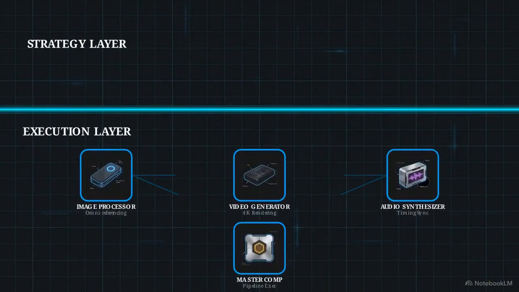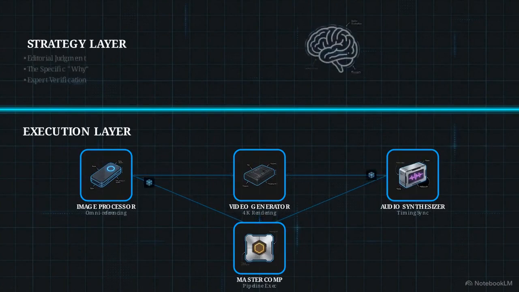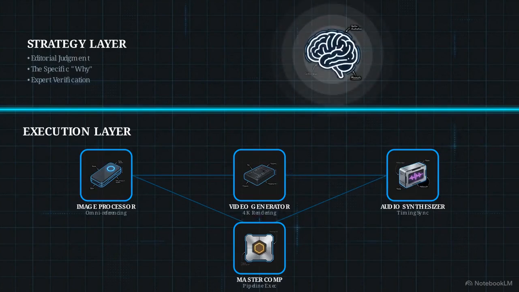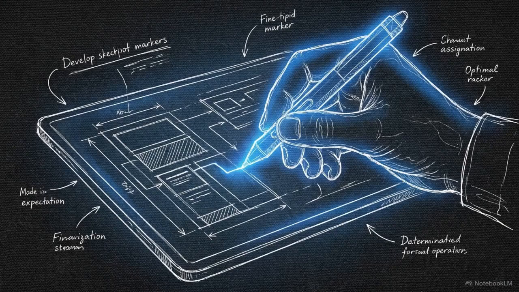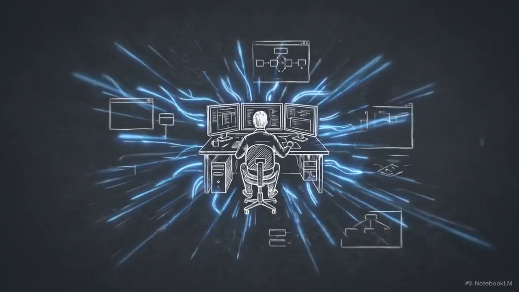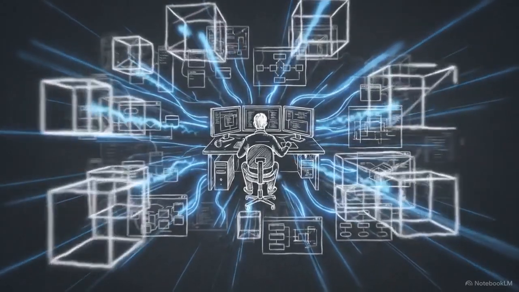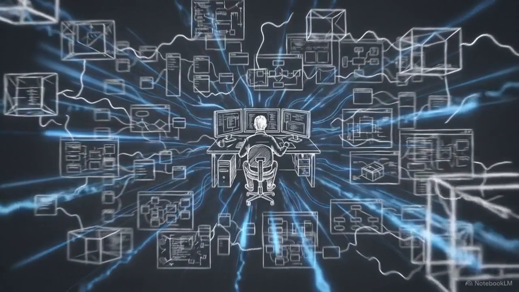The nodes handle the execution, the rendering, the coding, and the timing. The strategy layer, the editorial judgment and the story, still requires a human. Building an automated studio does not replace your creativity. It simply removes the technical friction, allowing your specific human-led stories to rapidly scale at the speed of thought.